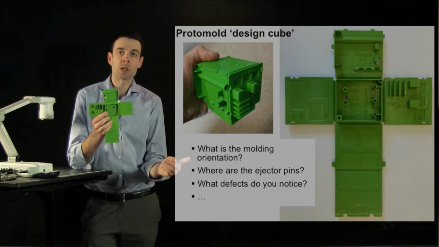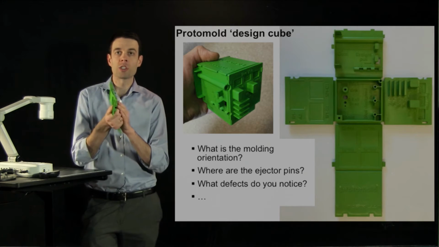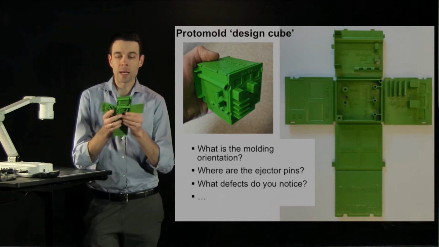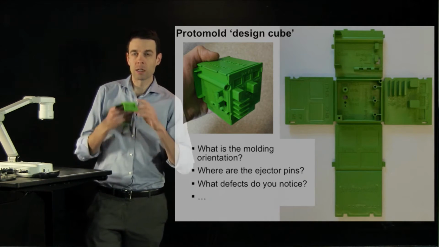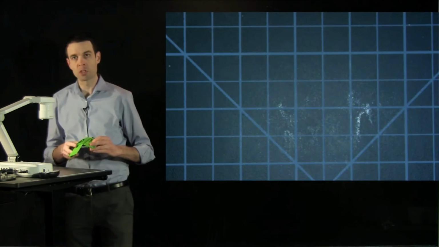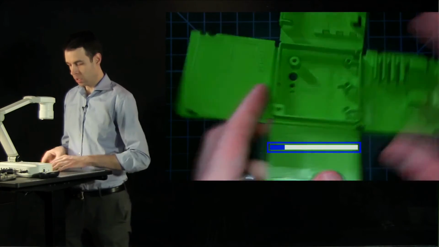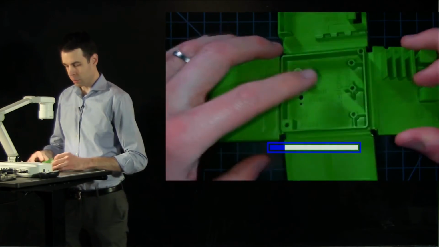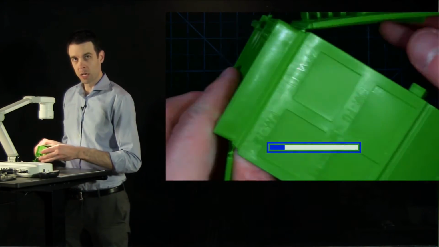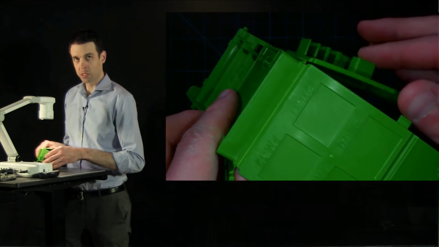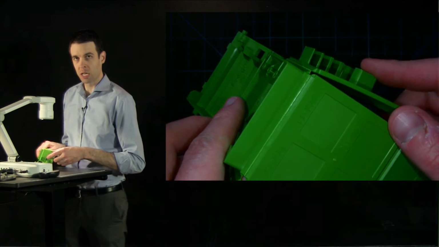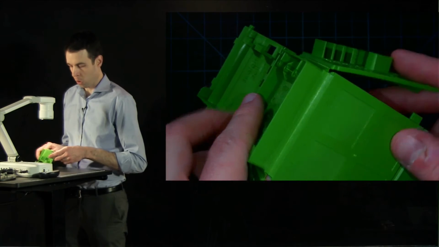So in terms of the questions I listed, we know the molding orientation, it's like so. And now let's take the part under the camera and learn more about its features. So the first thing we notice by taking the cube from flat to folded is that they can build in living hinges, points of flexibility that you've surely seen in injection molded parts before.